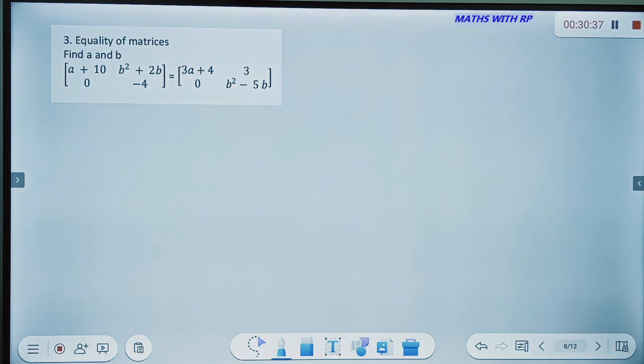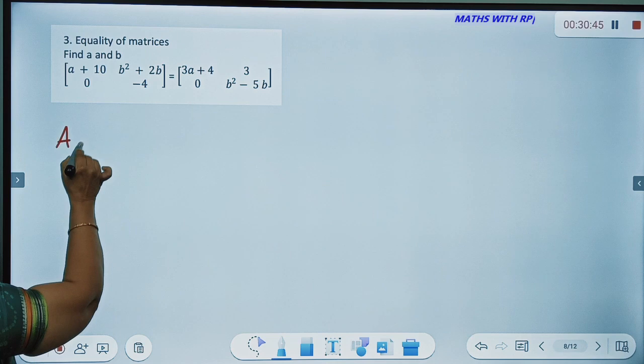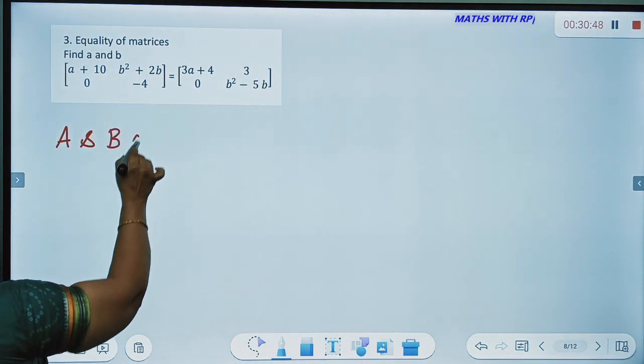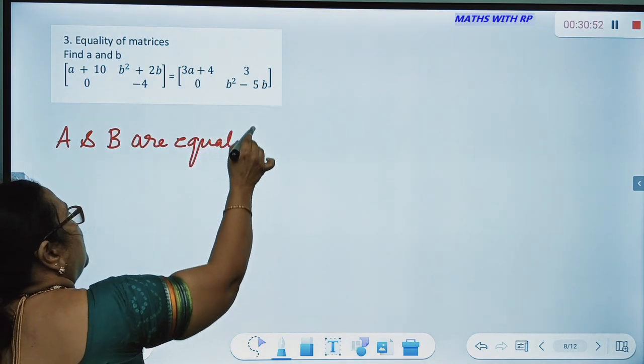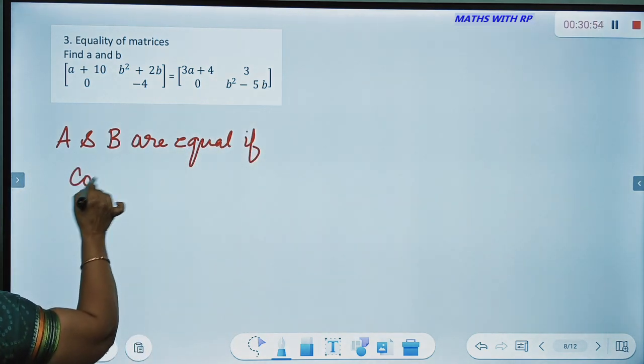Now, when do you say two matrices are equal? We say two matrices are equal if the corresponding elements are equal. So A and B, if they are two matrices, are equal if corresponding elements are equal.